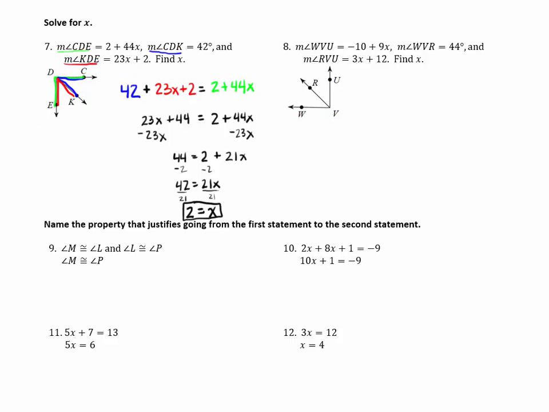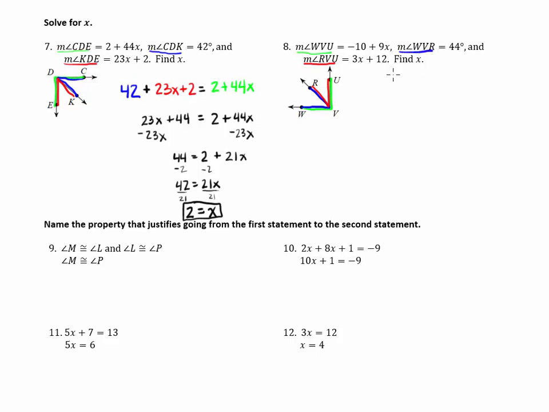All right, problem number 8. Same idea here. We've got the measure of angle WVU. We'll mark that one. WVU right there is equal to negative 10 plus 9x. Then we've got the measure of WVR, so W to V to R is 44 degrees. And we've got RVU. Whoops, I forgot to underline that one. I'll go back. RVU, so that's that guy, is 3x plus 12. Let me underline this one in blue so we remember it.